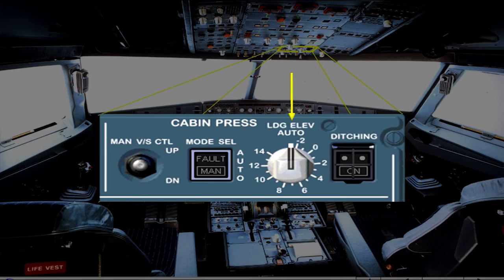The landing elevation selector normally remains in the auto position. Landing elevation, which is required by the pressurization system, is then provided by the FMGS. If the landing elevation is not available from the FMGS, then it can be set manually using this selector.